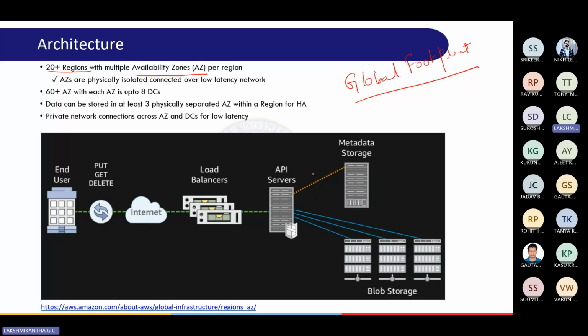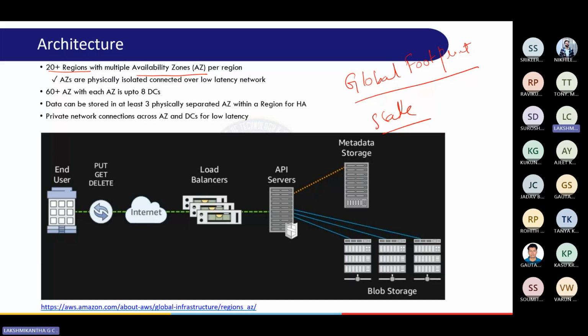And the very third point we are discussing here is scale. The combination of many regions and many AZs. Each AZ can have up to 8 data centers, right? Using the combination of regions and many AZs provides the backbone for S3's near infinite scalability. Guys, this highly distributed, replicated architecture is the reason you can trust S3 with your most valuable data.